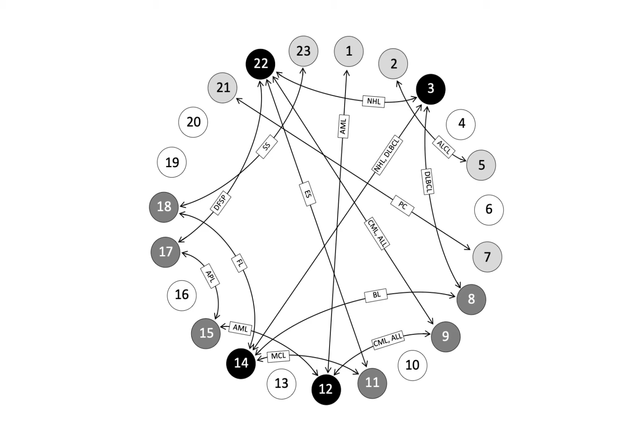Crossovers or translocations affecting chromosomes 3, 12, 14, and 22 are the most frequent that are seen in different types of cancers. And the ones in dark gray, that is chromosomes 8, 9, 11, 15, 17, and 18, are also frequent, but a little less frequent than those others. And then going back to these ones in white, those are very infrequently associated with translocations that cause cancers.